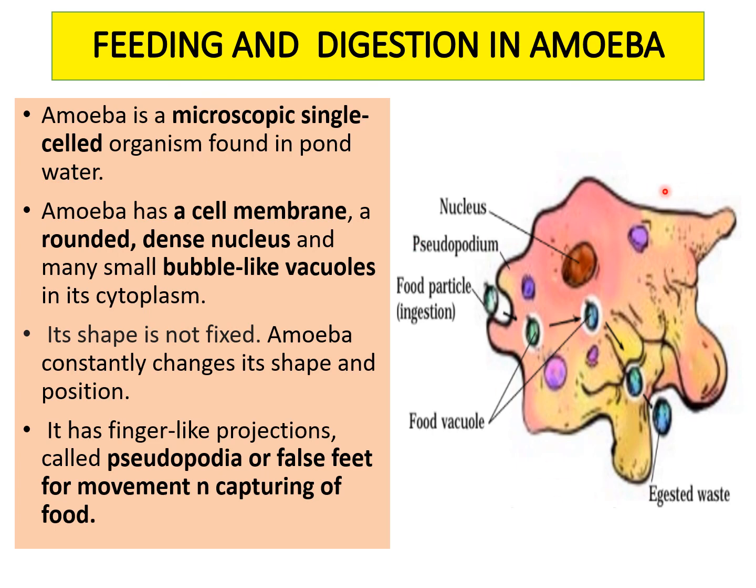Now regarding the structure of amoeba, it has a cell membrane. You can see the cell membrane. A round dense nucleus is there and many small bubble-like vacuoles in the cytoplasm. This is the cytoplasm and these are the vacuoles. Its shape is not fixed, right? It constantly changes its shape. It has finger-like projections which are known as pseudopodia, right? These pseudopodia are known as false feet. These are used for movement and the capturing of the food.